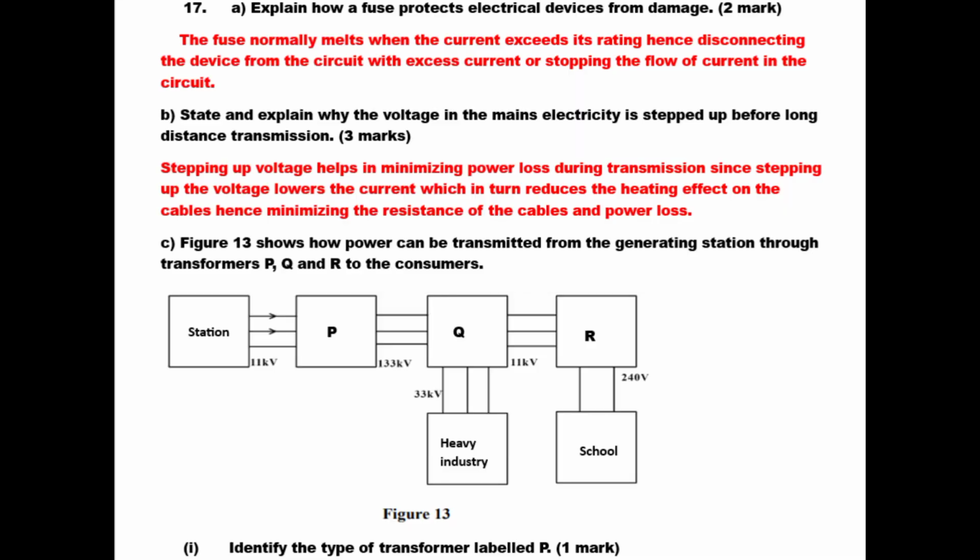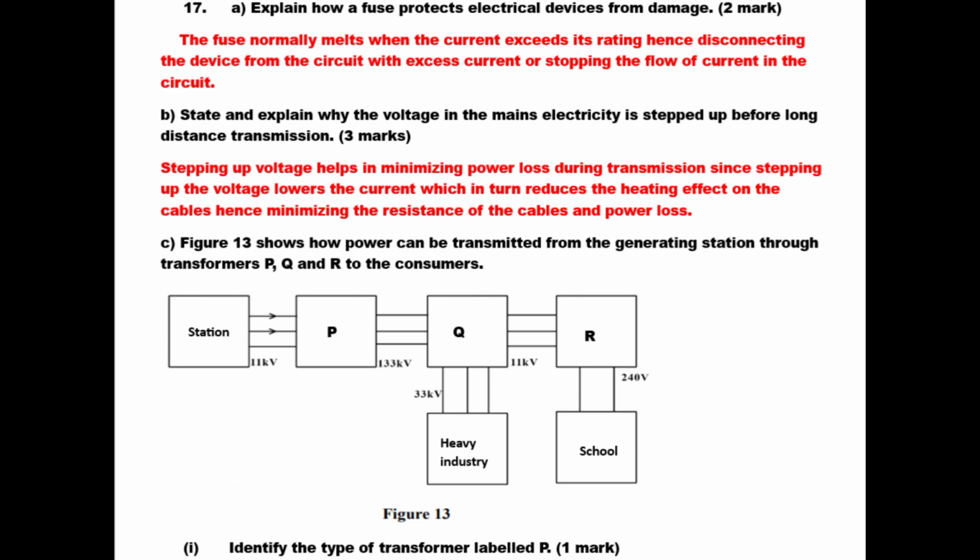17a. Explain how a fuse protects electrical devices from damage. The fuse normally melts when the current exceeds its rating, hence disconnecting the device from the circuit with excess current or stopping the flow of current in the circuit. In other words, when current exceeds the rating of the fuse, the fuse will blow or melt. Therefore, it will disconnect the current or stop the flow of current.